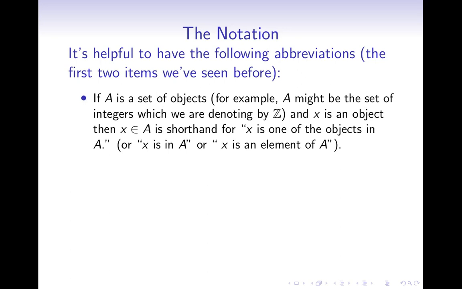So if capital A is a set of objects, say the set of integers, and x is an object, then this sequence of symbols, x and what looks like a Greek epsilon, A, is shorthand for x is one of the objects in the set A. Or for short, x is in A. Or we frequently say x is an element of A. This looks like a Greek epsilon, but it's actually typeset slightly differently.